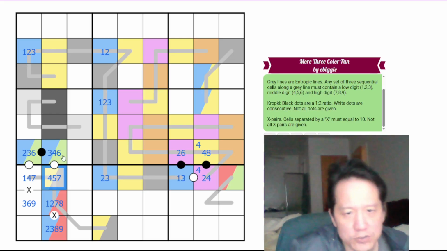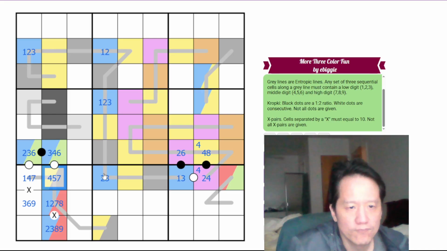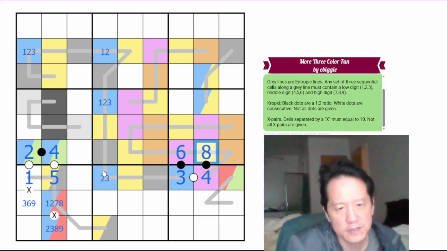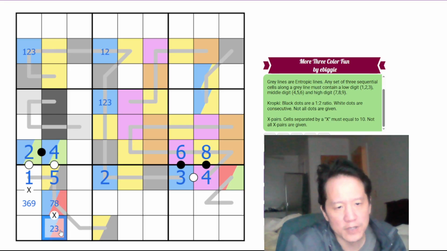Okay, that's interesting. So in this scenario, if it's 2, 4, 5, 1, this is 6, this is 4, this is 3, this is 8. This is 2, obviously. Pinks are essentially middle. Yellows are highs. So this would have to be a high here. And this would be a low.